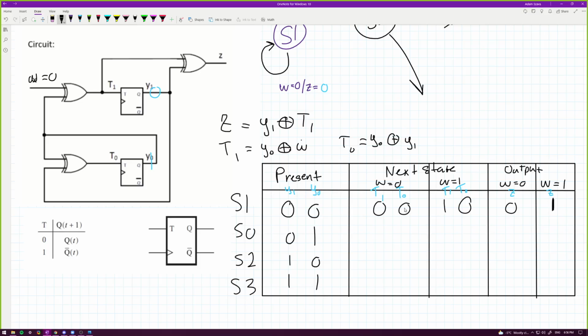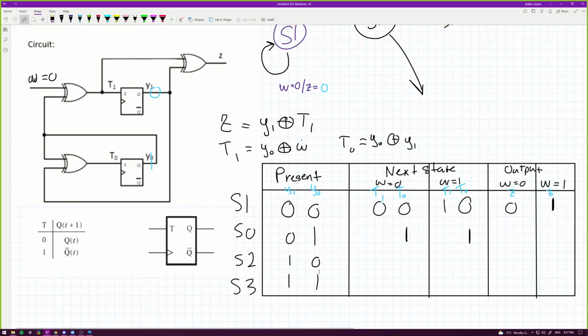So now 0, 1 is our Y1, Y0. Let's do T0 first because that only depends on these two. So T0 will be the same between these two because it doesn't depend on W. So we want to XOR them. There's going to be an output of 1 because they're not the same. So both of these are going to be a 1 like that. And then for the next one, let's just do all the T0s.